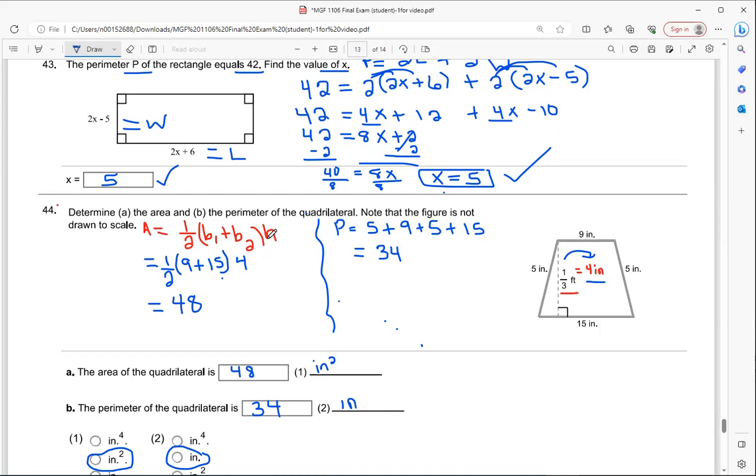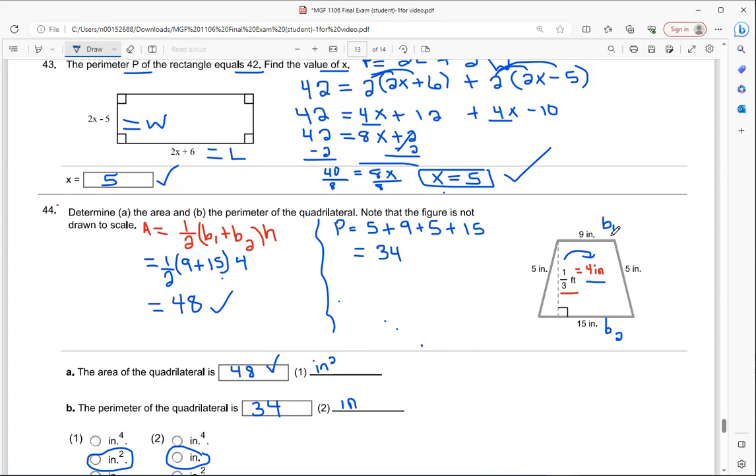Now we can use our formula to find the area of this trapezoid. It's 1/2 the sum of the bases. These are our bases at the top and the bottom. So base 1 plus base 2, and then we multiply it times the height. So we substitute our bases 9 and 15 and our height of 4. Add those together, divide by 2, and then multiply by 4. We'll get 48 square inches, inches to the second power, for our area.